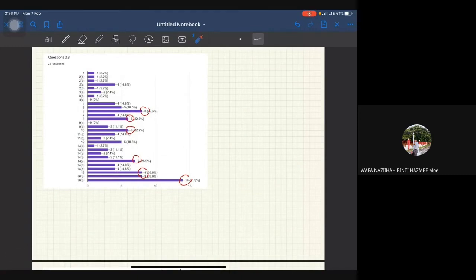Okay, so 27 respon je. Saya ada 100 orang student, mana lagi? Yang lain tak tahu. Student saya ada 27 je. Yang lain tu bukan student saya.